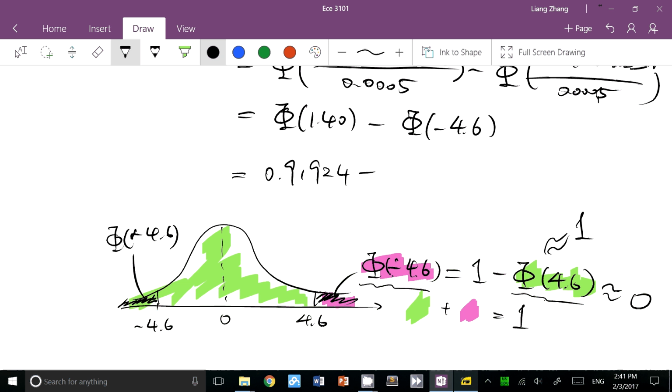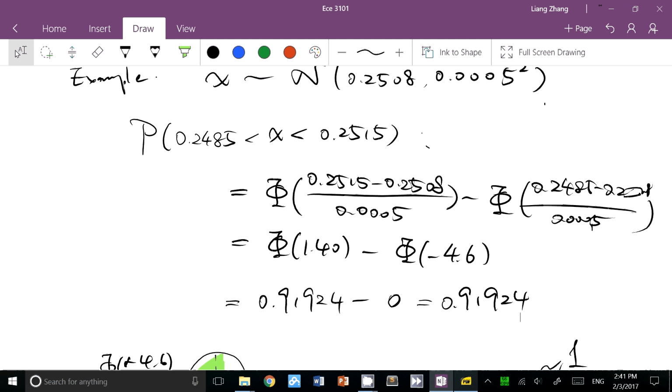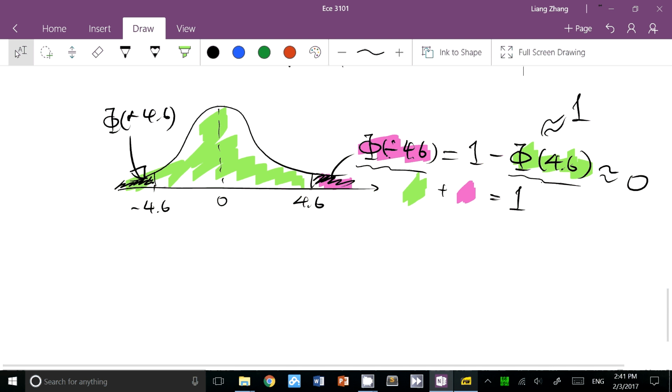It makes sense. On the left-hand side, right here, the area in this particular region should be very small. So that will give about 0, and the answer will be 0.91924. Out of all the parts you produced, about 92% of them can satisfy the specifications. This is what we did last time. Now we can continue with the same example and talk about something else.